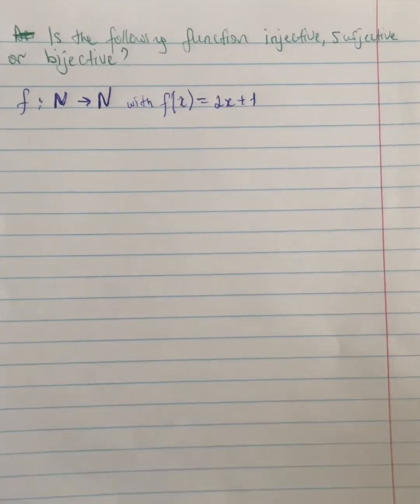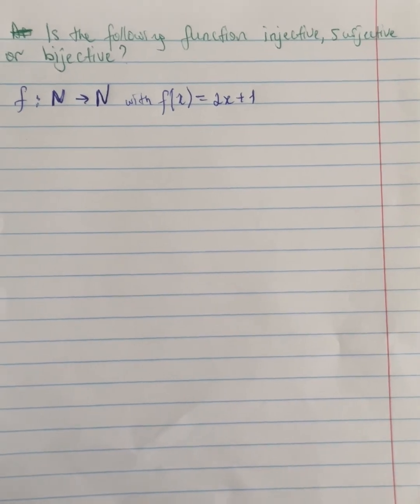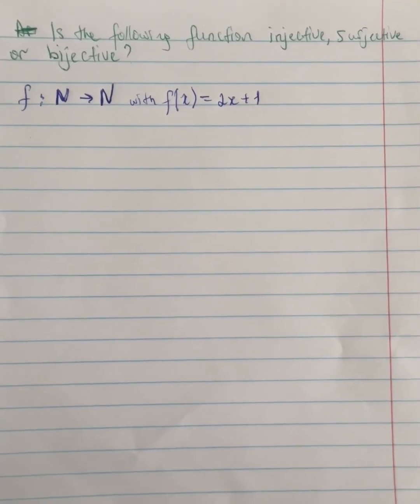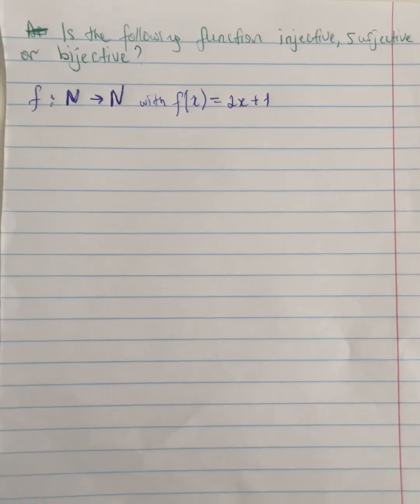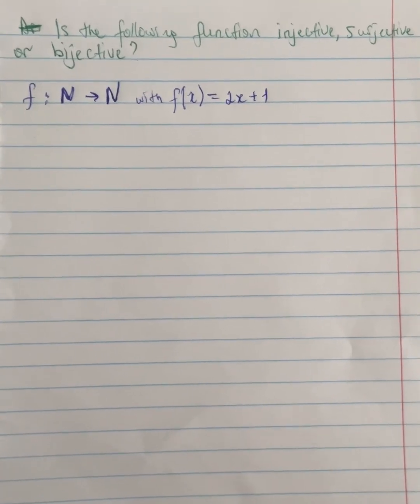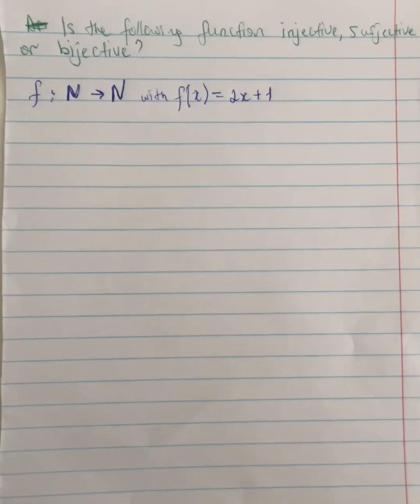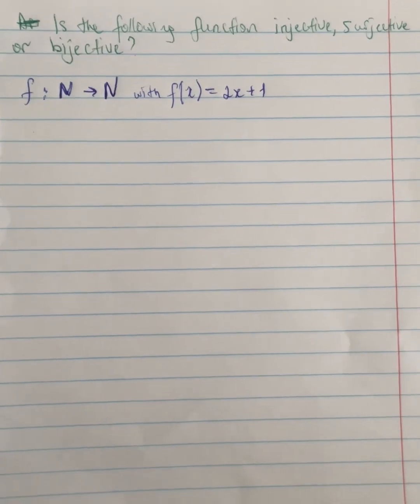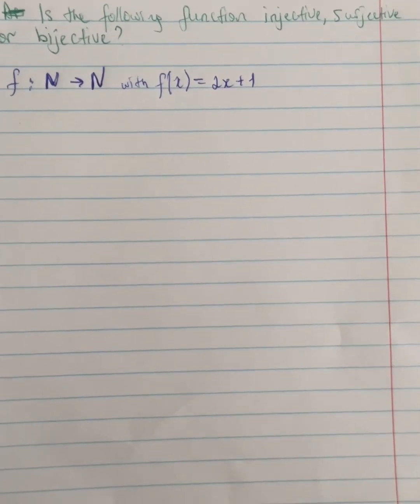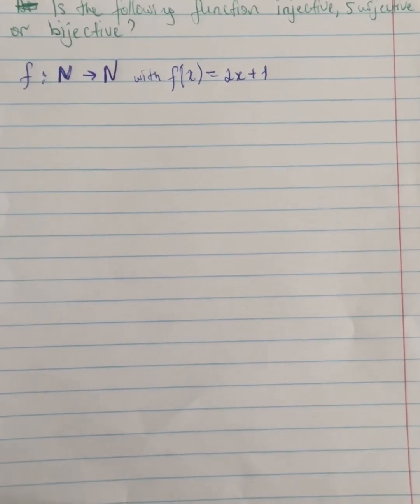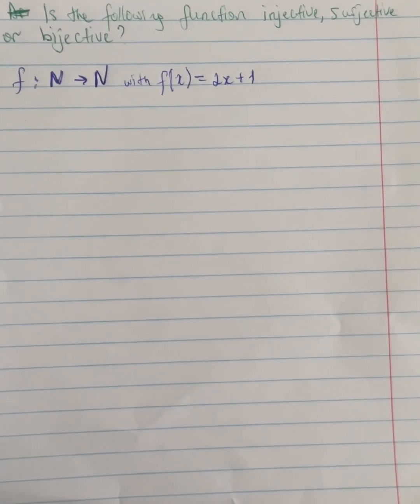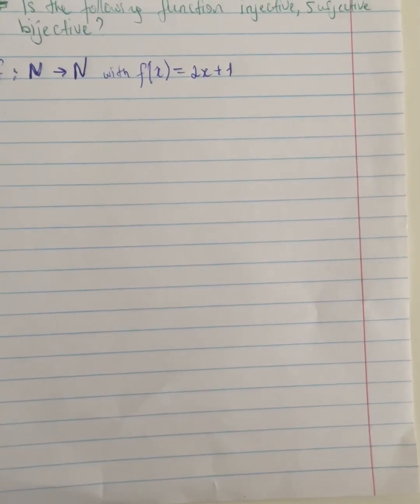Injective means basically two x values shouldn't go to the same y value. That means two x values shouldn't be equal to each other. Otherwise, they might take two equal y values, and it's not injective. What is surjective? Surjective means at least two x get the same y. If at least two x get the same y, then it is surjective.